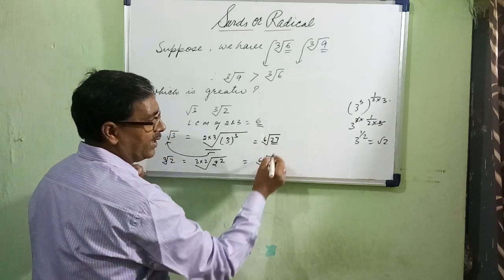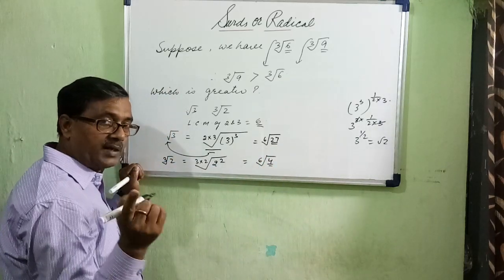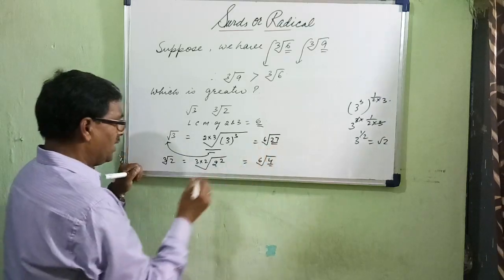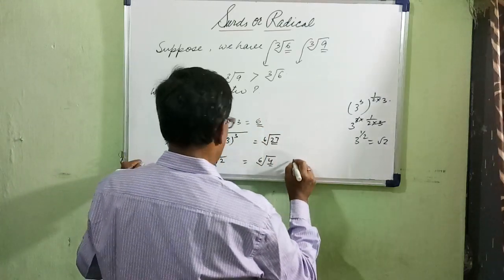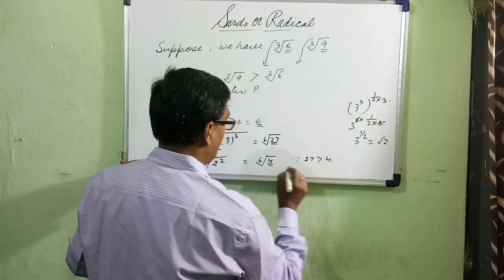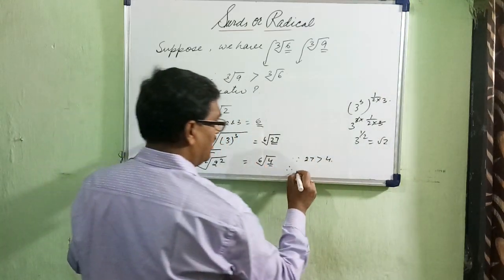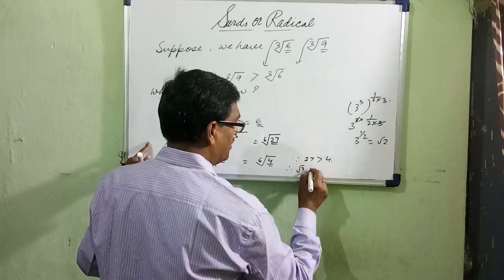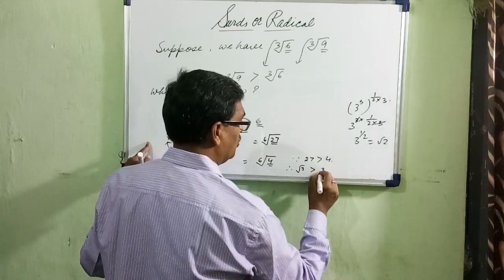Are you able to recognize which radicand is greater? This is the radicand that is greater. So since 27 is greater than 4, therefore what is corresponding? Root 3 is greater than cube root of 2.